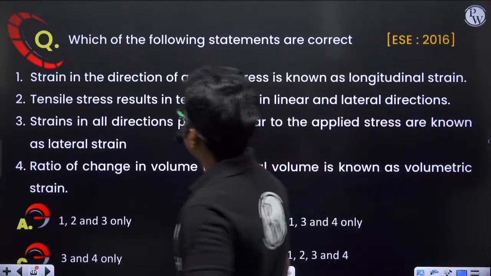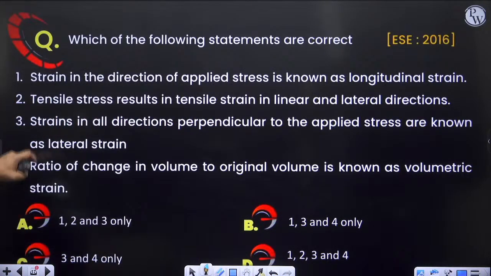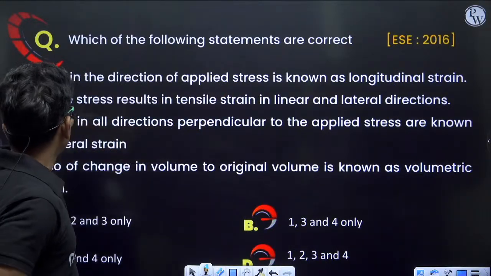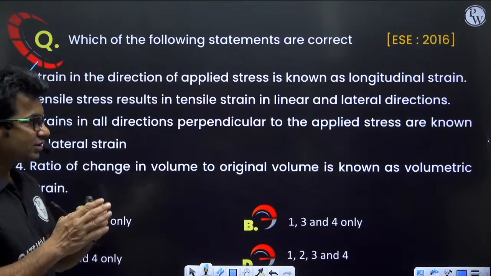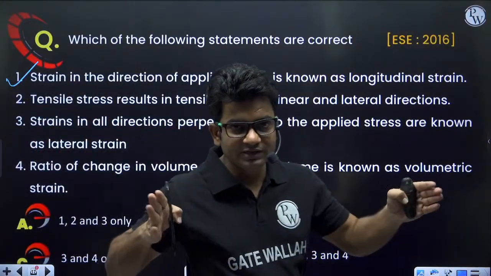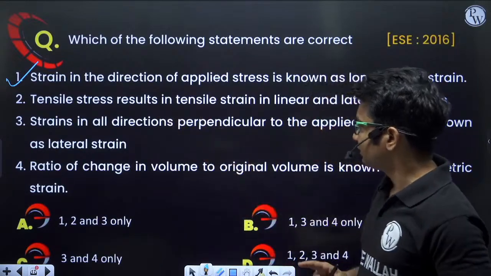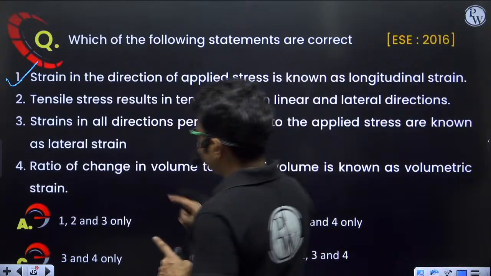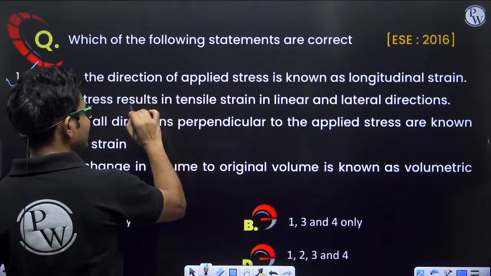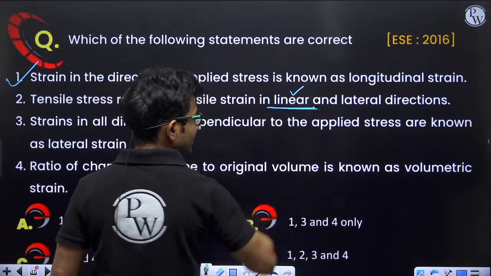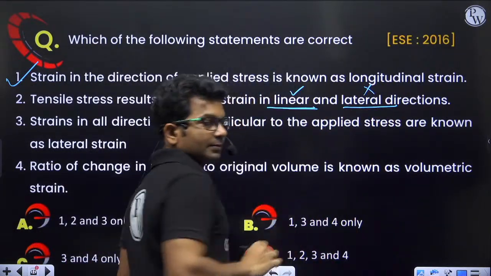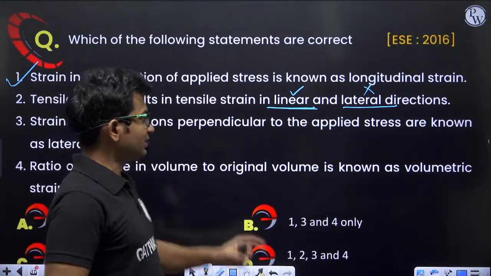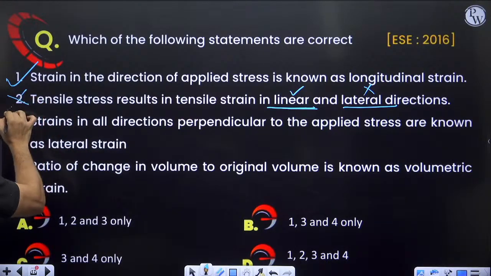Which of the following statements are correct? Strain in the direction of applied stress is known as longitudinal strain. Yes, that is correct. In whatever direction we apply stress, in that direction it is called longitudinal strain. Tensile stress results in tensile strain in linear and lateral direction? Tensile stress results in tensile strain in the linear direction, this part is correct. But in the lateral direction, tensile stress will cause compressive strains. So this part is wrong, and option 2 becomes wrong.